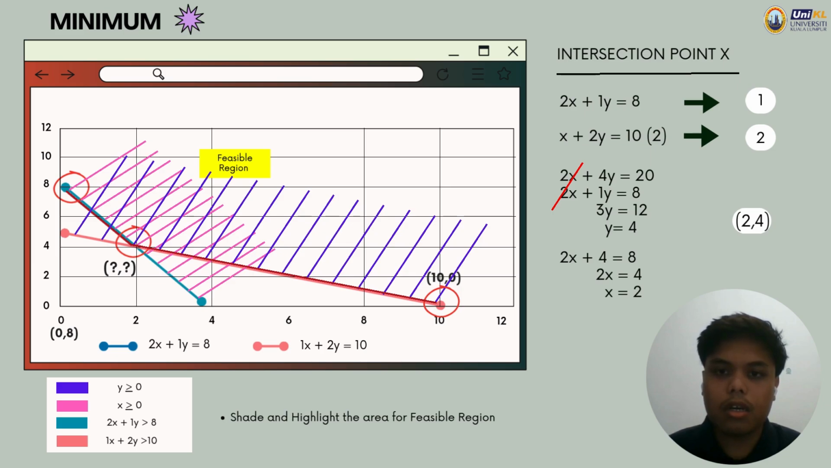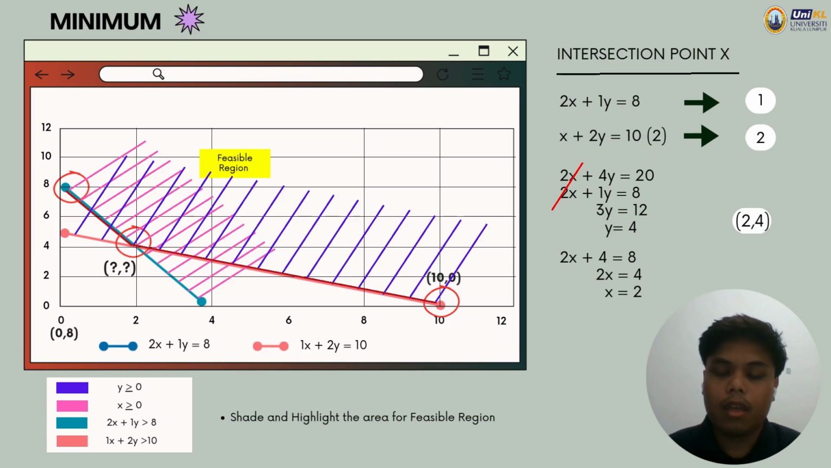Step 2, plotting the constraints. Now look at the graph. There are several lines, each one representing a constraint. Number 1, the purple region shows y greater than 0. This means our solution must be above the x-axis. Number 2, the teal region shows x greater than 0. This means our solutions are to the right of the y-axis. Number 3, the blue line and shading represent 2x plus y greater than 8. And the last, the pink line and shading represent x plus 2y greater than 10.